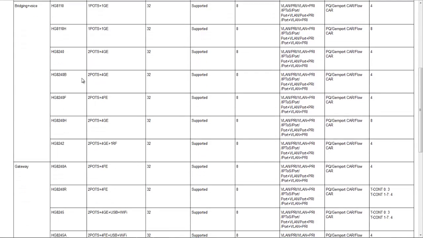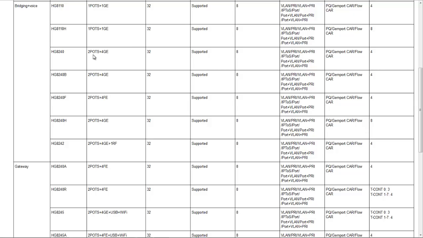Another type of ONT is bridging plus voice. You can configure this ONT in bridge mode and it also works with some voice feature ports. You can add a telephone port directly to this ONT. HG8100 has one GE port, one voice port and one data GE port. Number of GEM ports supported is 32, and IP address configuration is possible. HG8100 also has one voice port and one GE port.